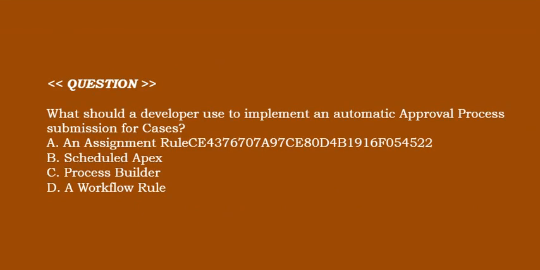Next question is, what should a developer use to implement an automatic approval process submission for cases? Option A. An assignment rule. Option B. Scheduled Apex. Option C. Process Builder. Option D. A workflow rule. Correct answer is option C.